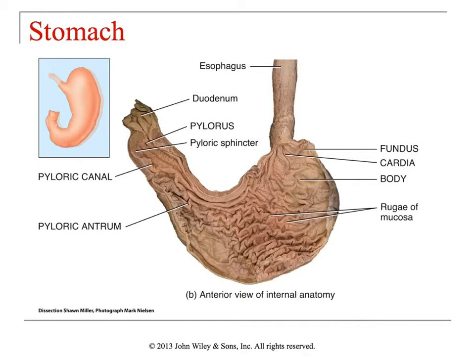Here's just a cadaver stomach. I want you to see the rugae. The rugae are the ridges in the mucosa, so it can expand. It can get bigger.